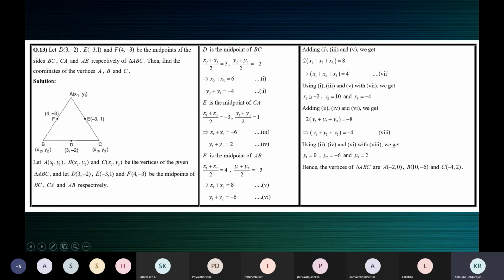So now you get values x1, x2, x3. Then here you get y1, y2, y3. Put them together. Put x1 and y1 together: minus 2, 0, coordinates of A. Then x2 and y2: 10, minus 6, coordinates of B. Then put x3 and y3 together: minus 4, 2, coordinates of C.